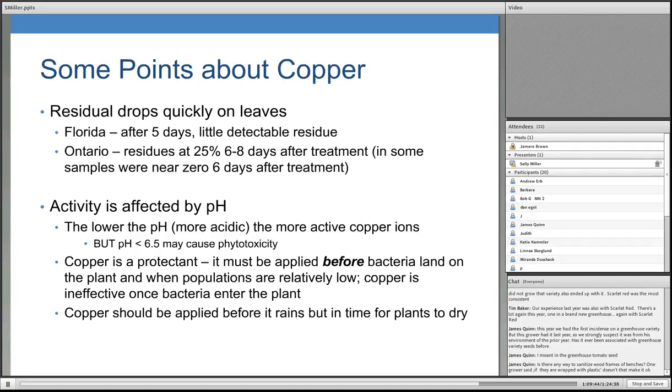Again, it's a protectant, so it has to be applied before the bacteria get inside the plant. And we prefer, again, that it's applied before it rains, because it's a preventative, but it has to be done in time for the plants to dry. What a lot of times will happen is that the copper doesn't get put on and then it rains, and then they can't get in the field because it's too muddy, and by then the bacteria really go into town, so to speak.